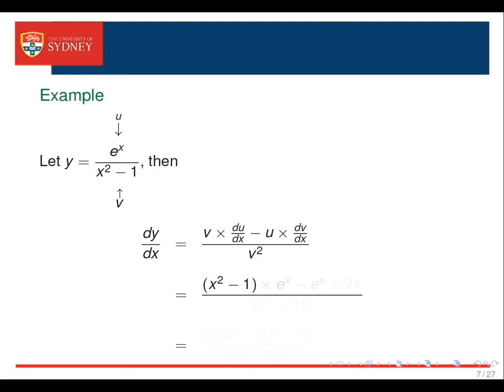That is x squared minus 1 times the derivative of e to the x, which is just e to the x, minus e to the x times the derivative of x squared minus 1, which is just 2x. And this is all over v squared, that is x squared minus 1, all squared. And this gives us the following upon simplifying.